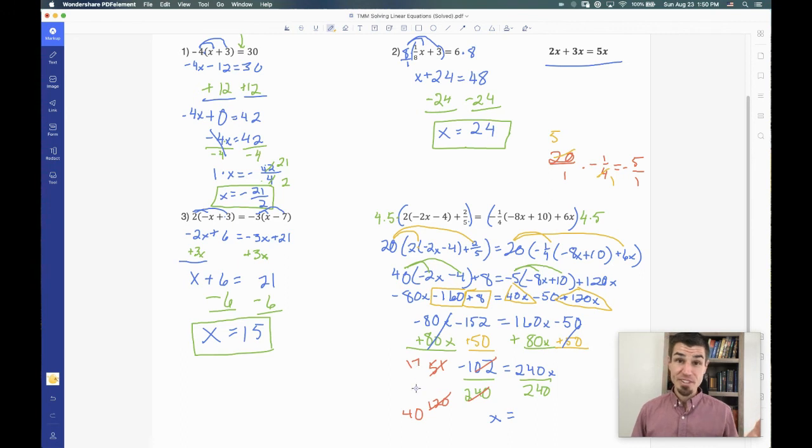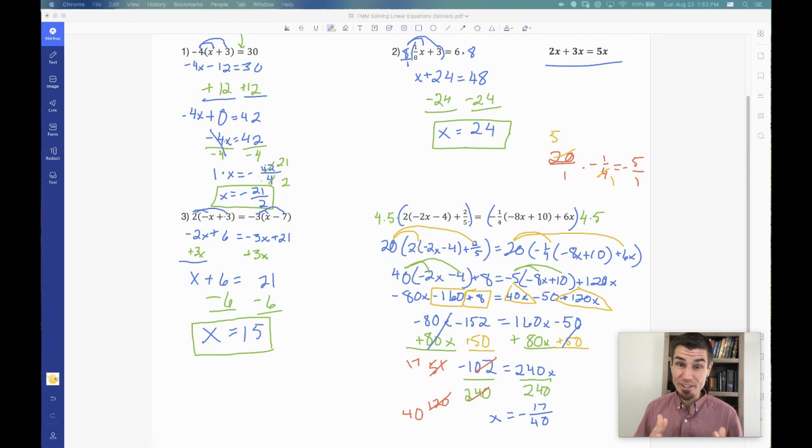So neither one of these are even. 1 plus 7 is 8. You can't divide 8 by 3. 4 doesn't work. 5 doesn't work. Actually, if you notice, 17 is prime. So this is as far as we can go when it comes to reducing. But remember, don't forget that you had negative 102 over 240. So this is negative 17 over 40.